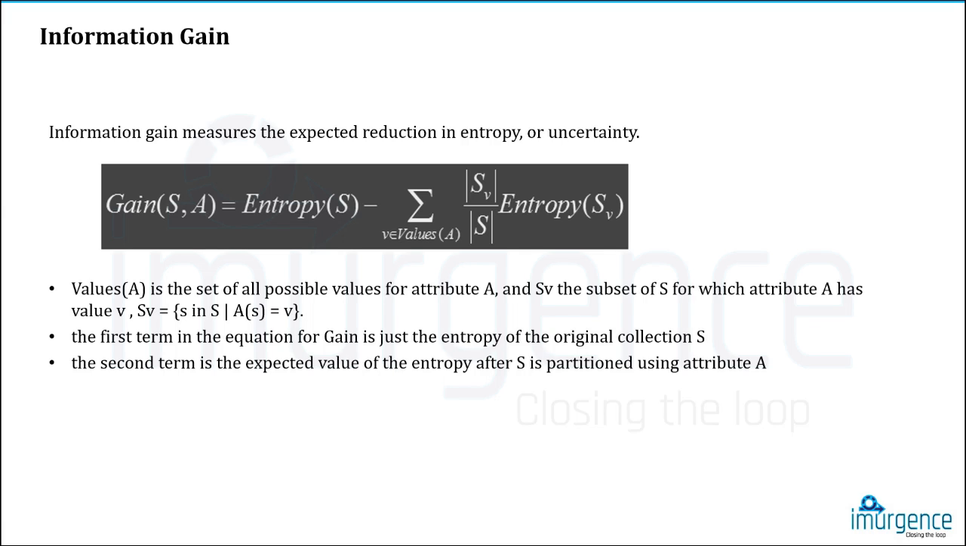The first term in the equation for gain is just the entropy of the original collection S. The second term is the expected value of the entropy after S is partitioned using attribute A. So what is the information gain? If you use attribute A for partitioning, that is what is being measured, and that is the expected reduction in uncertainty. So if you have used a variable and then if the reduction in entropy happens, that is good. If it is not happening, that means the variable we have used is not really that great.